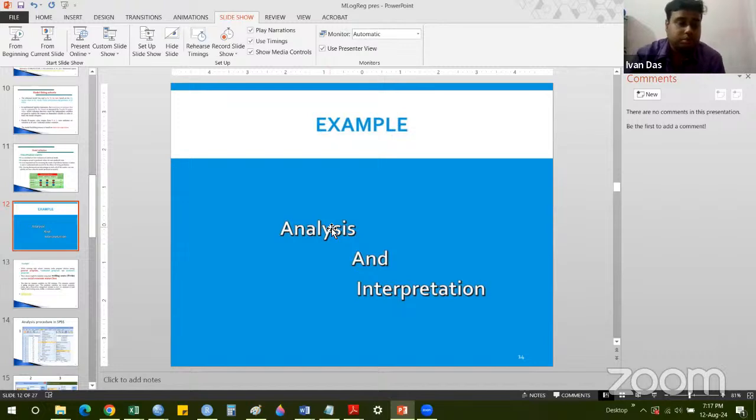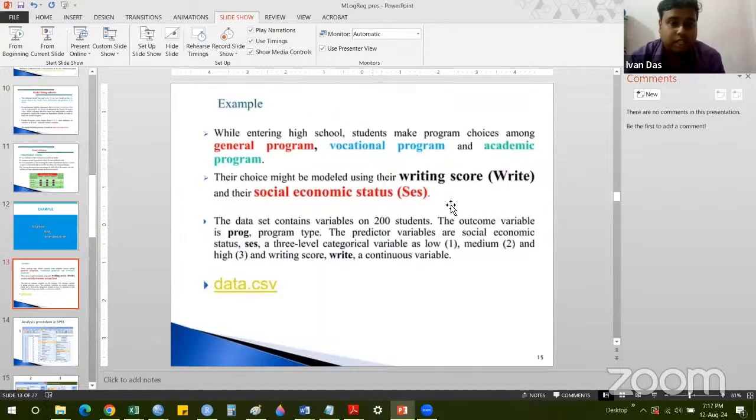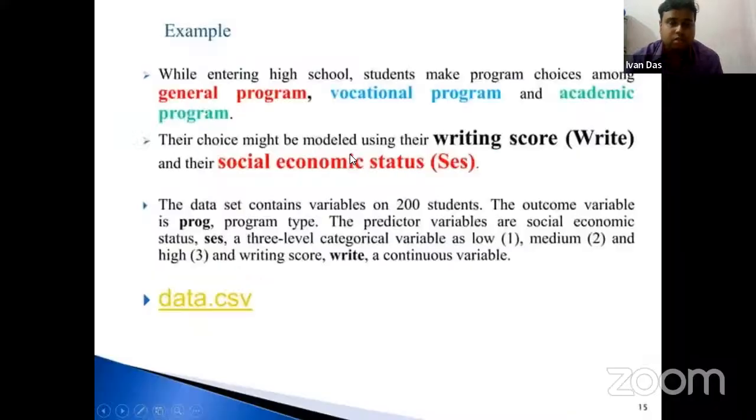Let us speak about the data a little bit. Okay, I'm doing this full screen one more time. Suppose we will be having the different kind of programs. Okay, so the academic, the vocational, and the general program. These are the different kind of program.